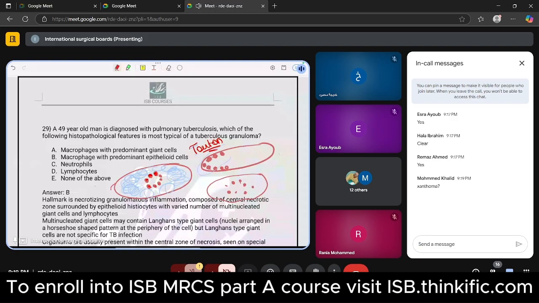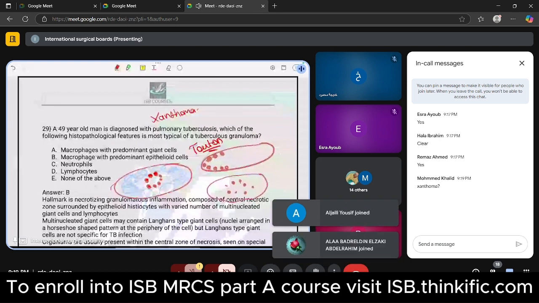It's a relatively common condition. Excellent. Dr. Muhammad said xanthomas. Yes, it's seen in xanthomas, right? It's seen in areas of fatty damage, like fat necrosis. It's seen in xanthomas. Basically, these are giant cells laden with lipid, right? That's correct. These are called Touton giant cells.